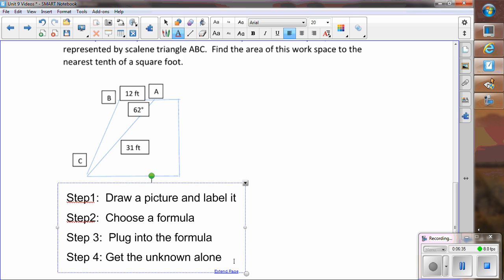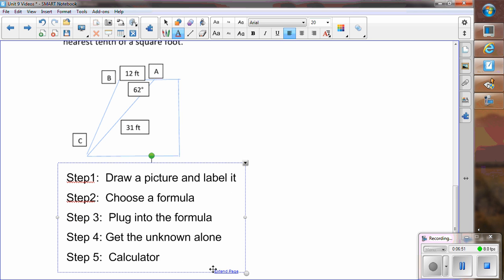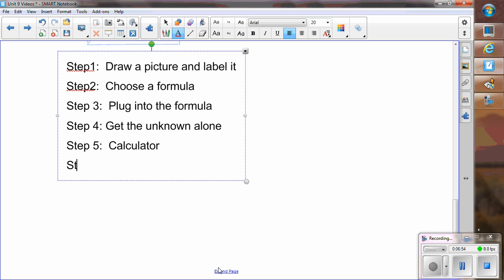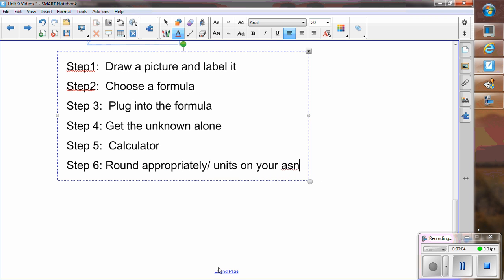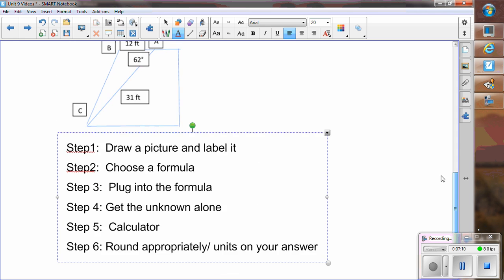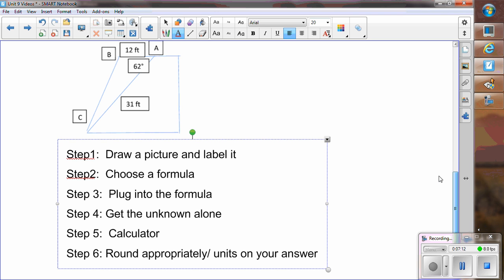So if you don't have a calculator at home, it won't make a big difference on how to solve it, because you have it all ready to go, except you're only going to pick up your calculator once. And step 5 is to pick up that calculator and get your answer. Step 6 will be to round. And then units on your answer. Putting units on your answer is just as important in math as it is in your science class, so make sure you put units on your answer.